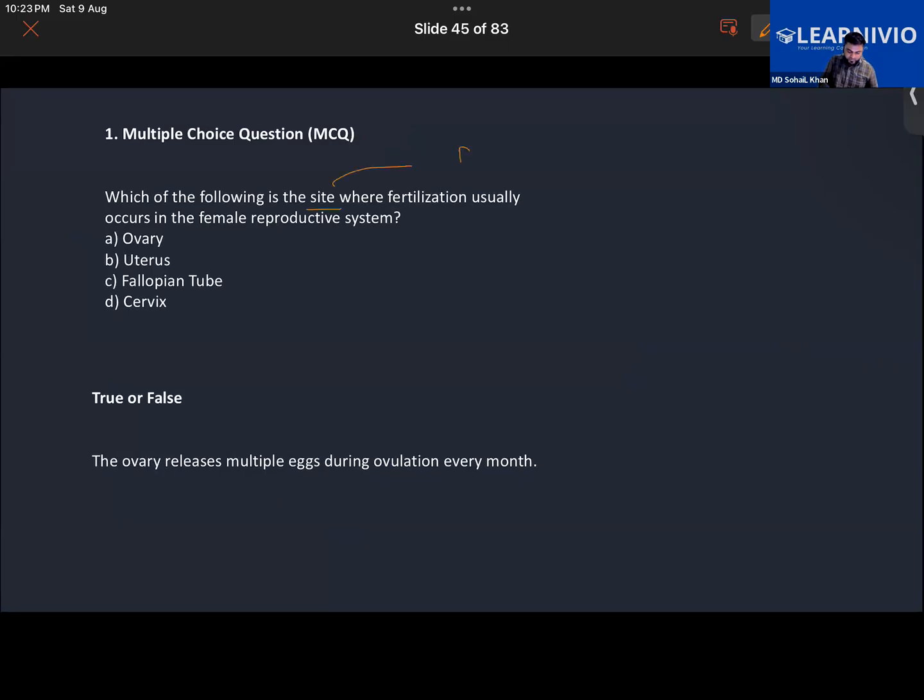Site here basically refers to the place. Which of the following is the place where fertilization usually occurs? Sir, C. Fallopian tube. What's another name of fallopian tube? What is its other name? Oviduct. Very good. So that is oviduct.